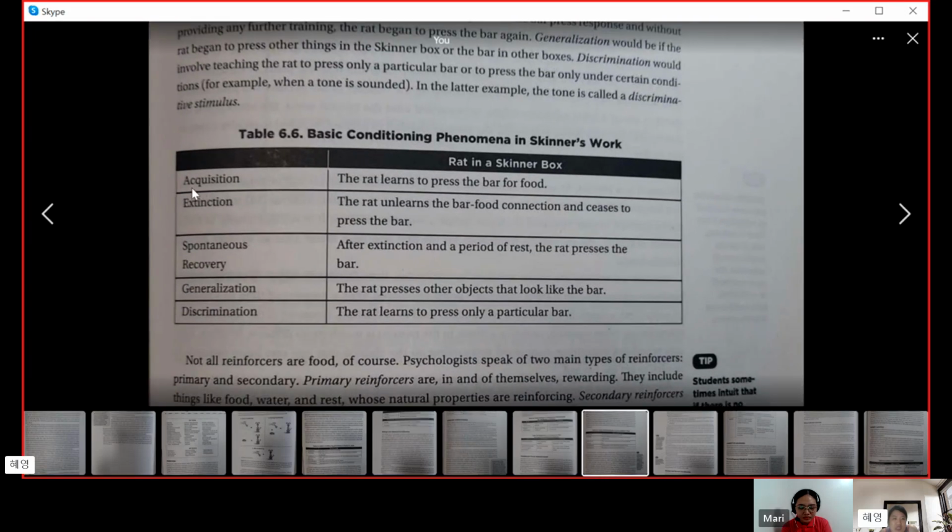So here, in acquisition, the rat learns to press the bar for food. In extinction, the rat unlearns the bar-food connection. In spontaneous recovery, after extinction and a period of rest, the rat presses the bar again. In generalization, the rat presses another object that looks like the bar. And in discrimination, the rat learns to press only a particular bar.